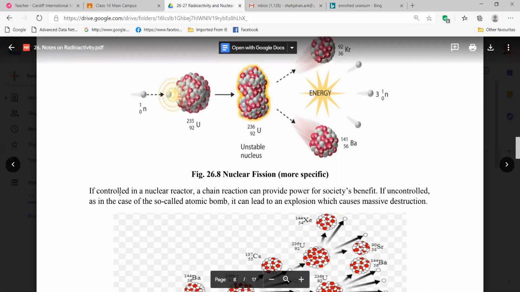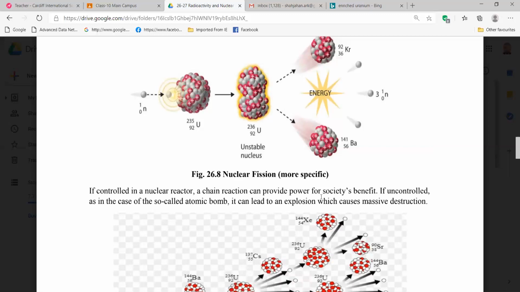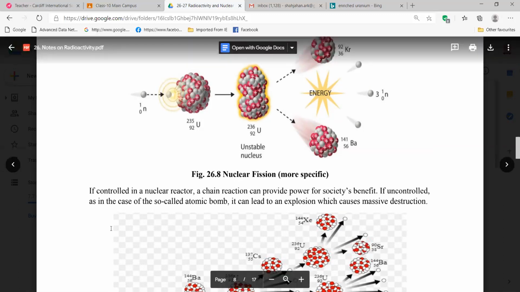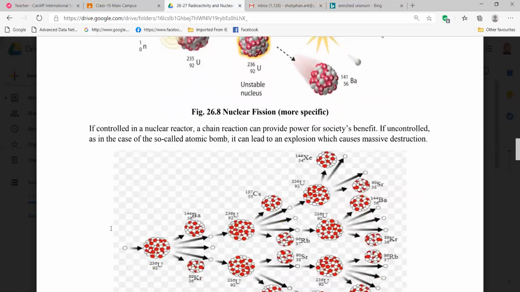In a nuclear reactor, we have a controlled chain reaction. A chain reaction can provide power. Power means electrical power, electricity, electrical energy, power for society's benefit. We are going to discuss that when it is controlled.